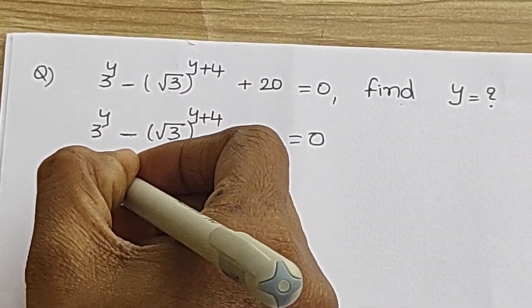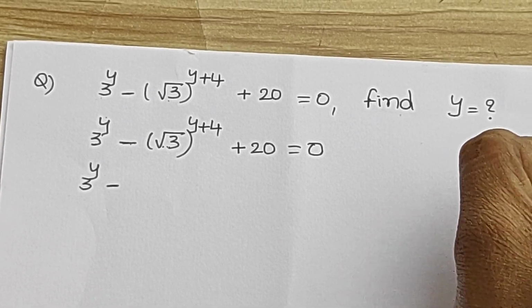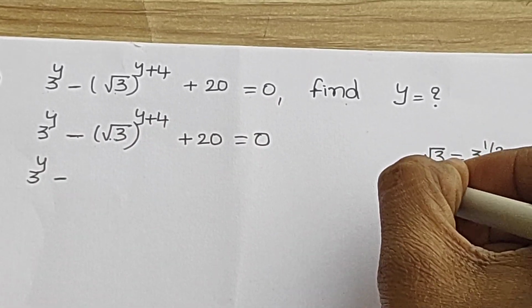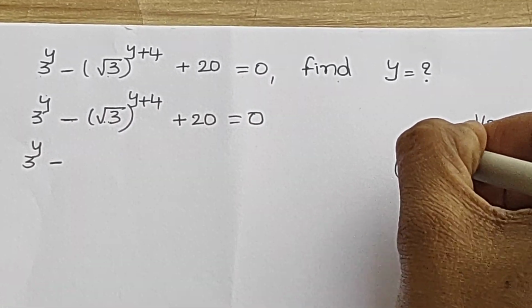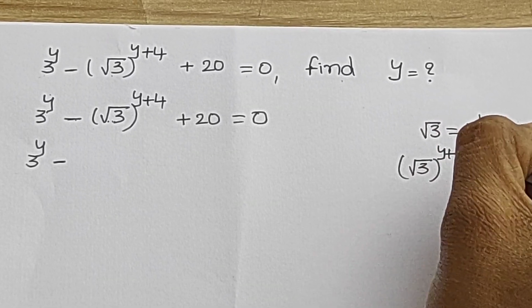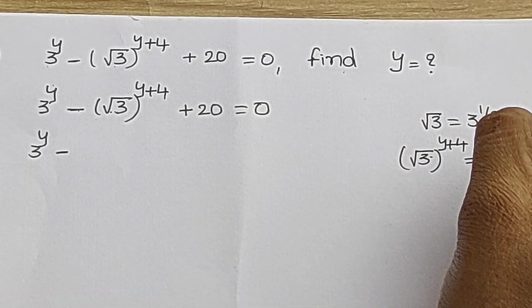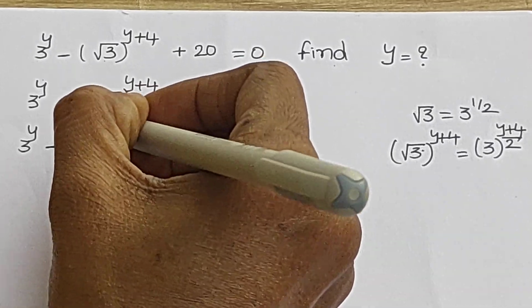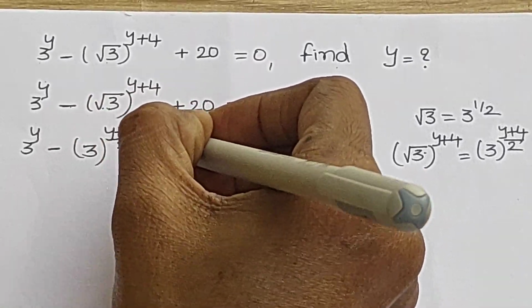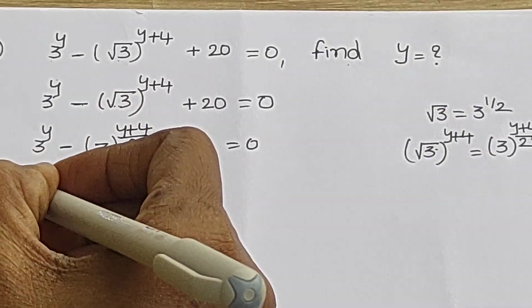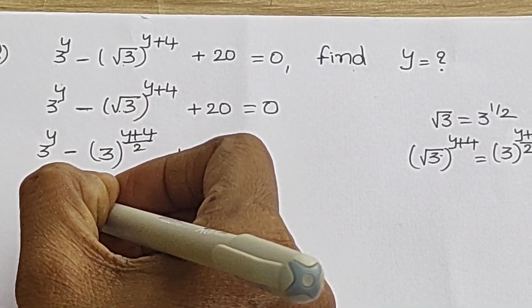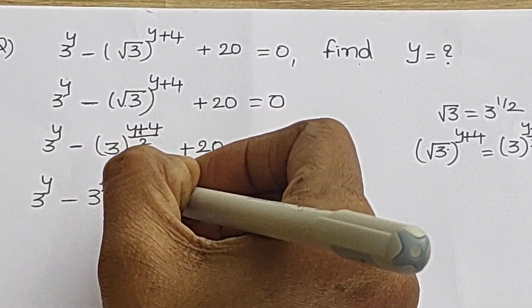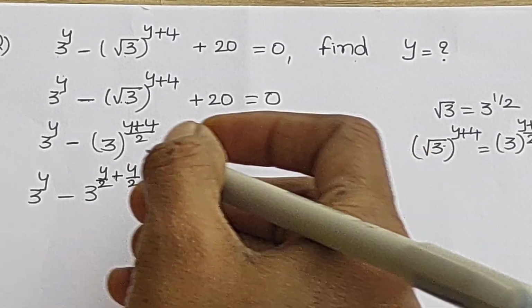3 power y minus root 3 equals 3 power 1 by 2. Root 3 whole power y plus 4 equal to 3 power (y plus 4) by 2. So 3 power y minus 3 power (y plus 4) by 2 plus 20 equal to 0. That is 3 power y minus 3 power y by 2 times 3 power 4 by 2 plus 20 equal 0.